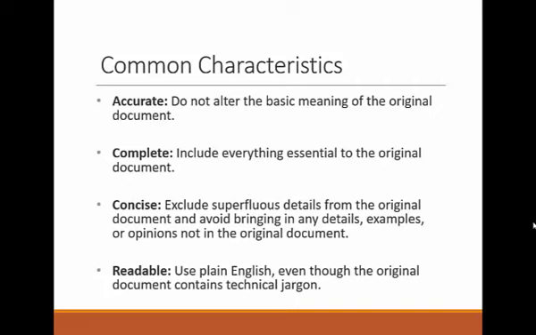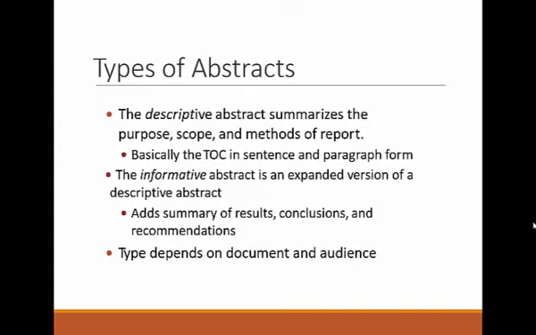Now we'll look at abstracts in more detail. The two basic types of abstracts are descriptive and informative. Which one you decide to use will depend on the purpose and target audience of the main report. For business reports, you will often use the descriptive abstract to show readers what the report contains. So it is essentially the table of contents in a brief sentence or paragraph form.